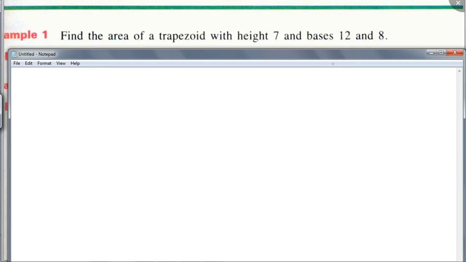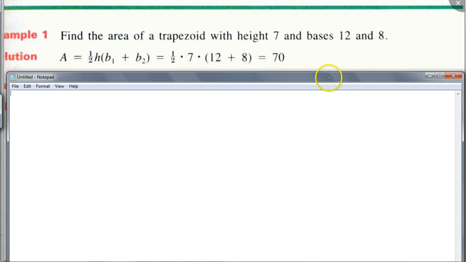All right, so what did your team come up with? How about Lauren, what did your team come up with? 70. How many people agree with Lauren's team? 70? This one's easy, right? Like some of you said, oh, I didn't have to draw. You're right. This one, because they give you the height and the base, right? 2 bases, right? So you just plug into the formula, you get 70. Easy enough. Is that okay? Yeah. Thank you. So then let's look at next one.